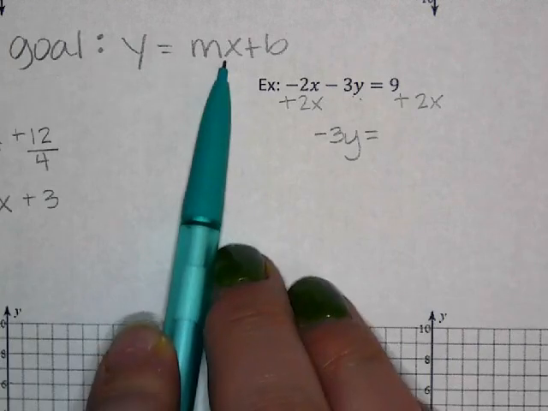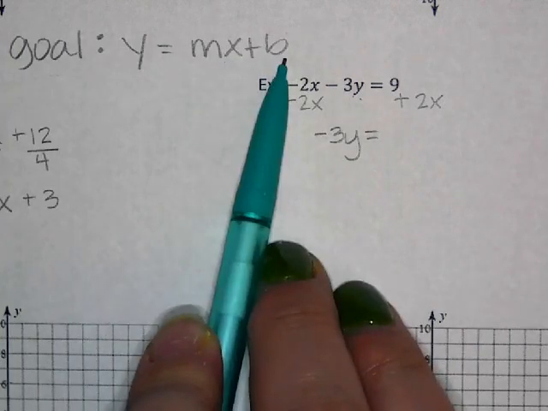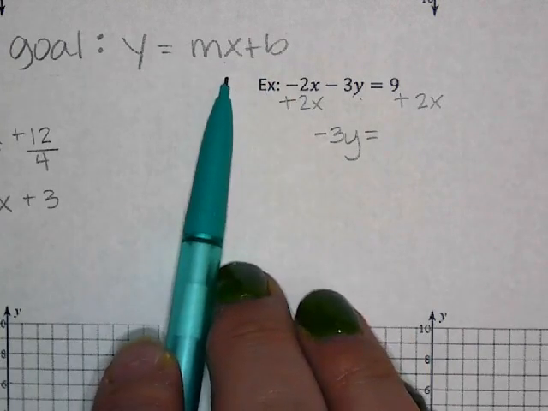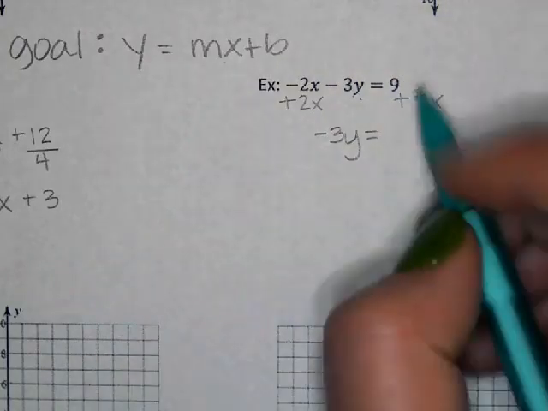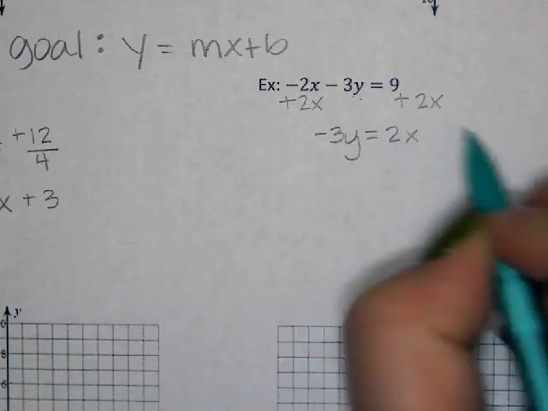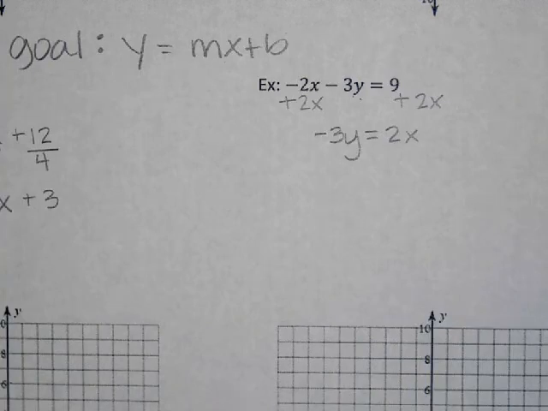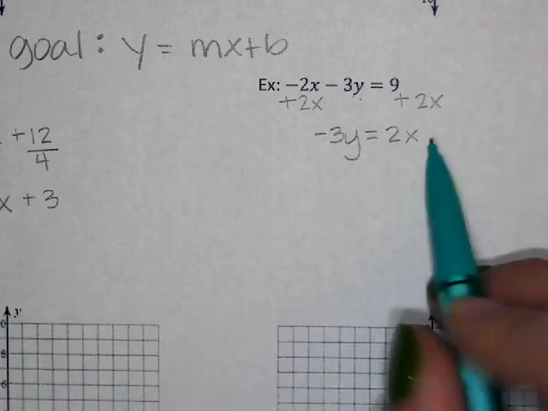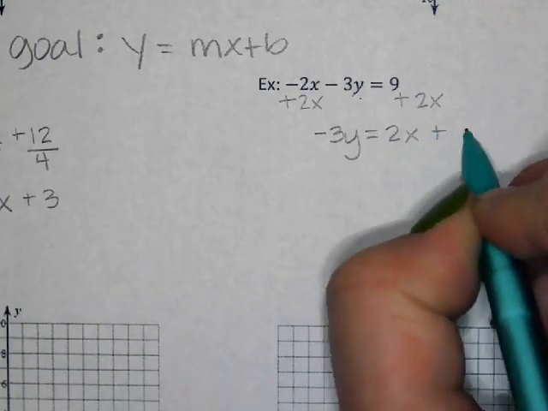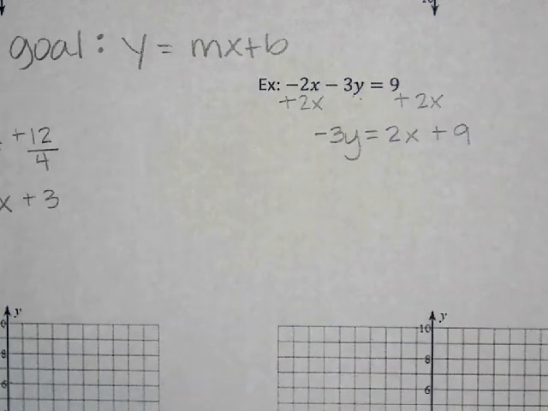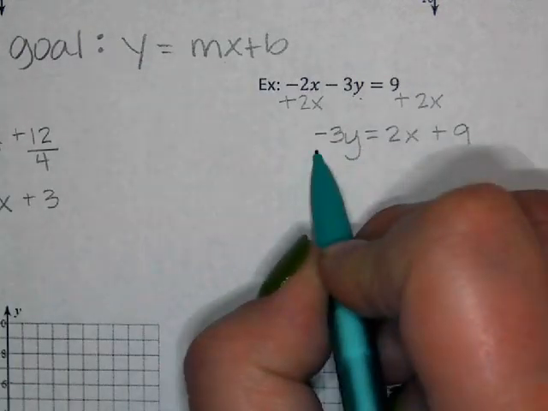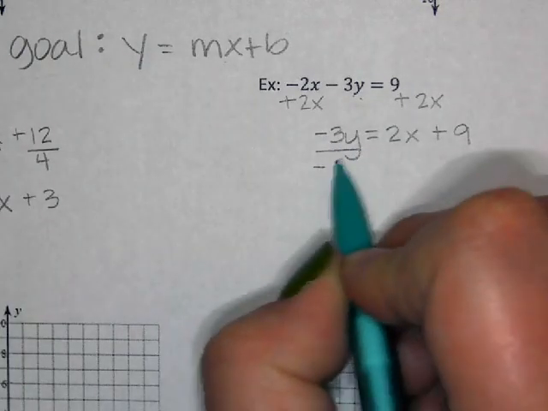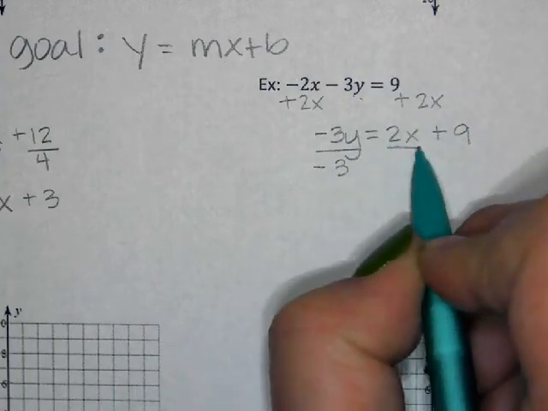So what should I write first? The 2x is going to be written first. And then the 9. The 9 is positive, so what should I write? Plus 9. Okay. Now, if I want the y to be alone, what should I do? Divide by a negative 3.